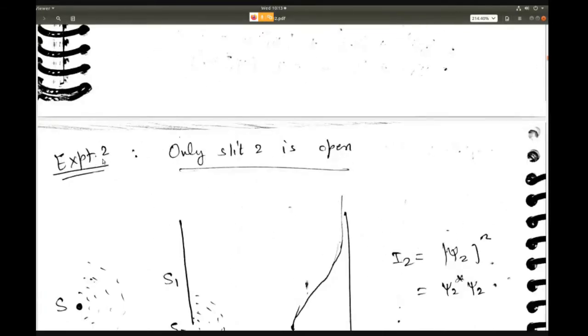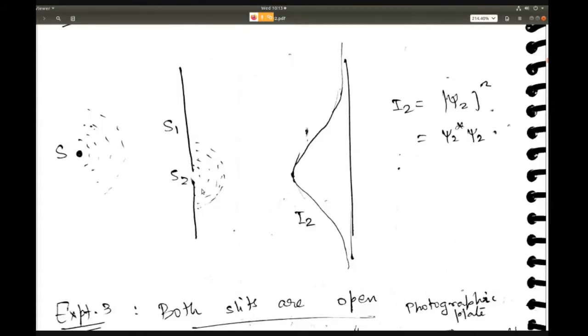Similarly, in the second experiment, slit 2 is open and S1 is closed. Again, intensity is maximum at this point, and away from this point intensity decreases. The intensity profile I2 is given by psi2 squared.